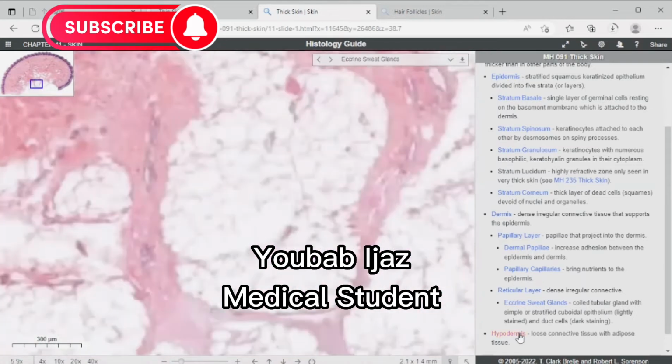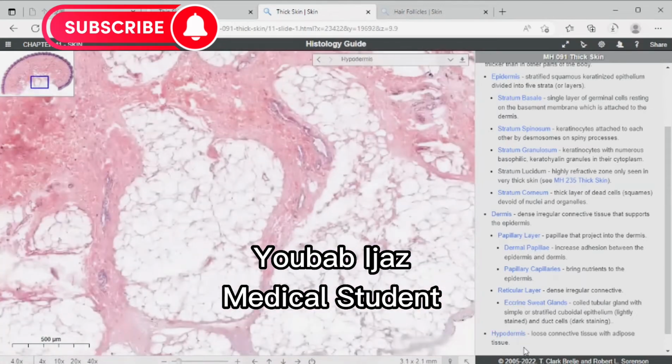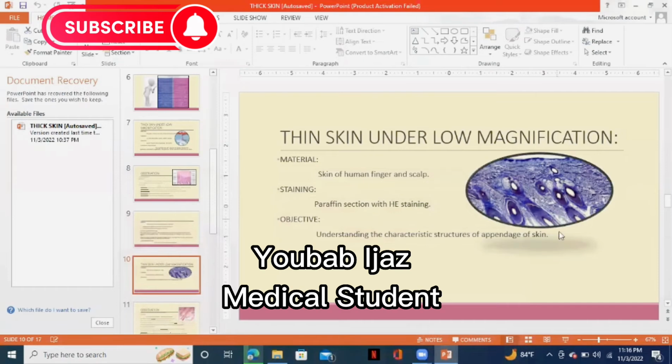And this one is the hypodermis. This one we will go into further later, but just have a look at the hypodermis. This is the hypodermis, loose connective tissue with adipose tissue. So we will discuss this later. Just ignore this one, I just show you for your information.